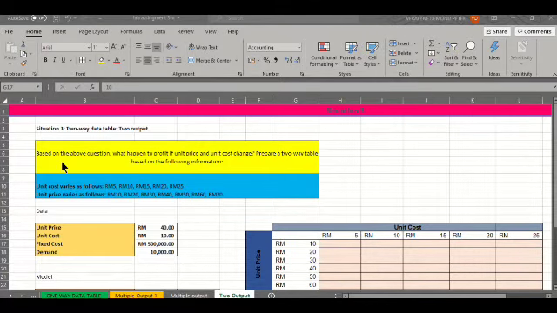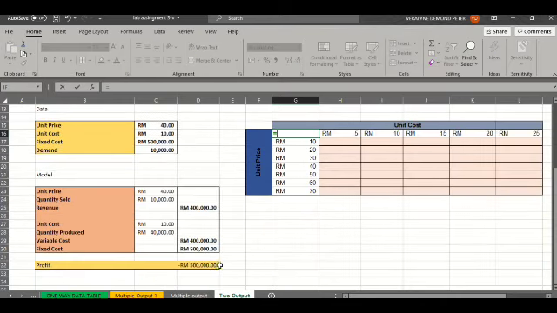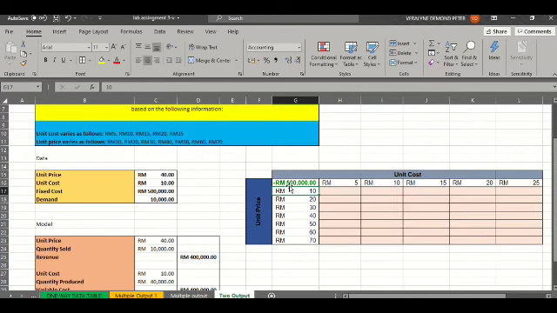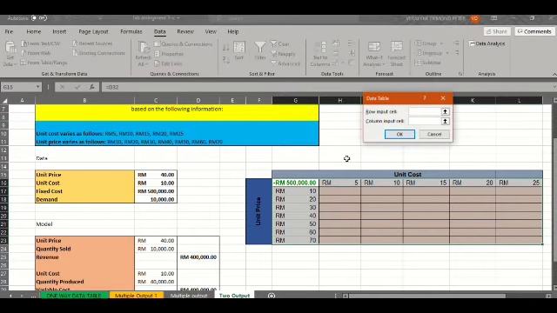Situation 3 is based on situation 2. What happens to profit if unit price and unit cost change? Using the two-way data table, find the change of profit when the unit cost and unit price change respectively. Why two-way? Because the change is affected by both unit price and unit cost. So therefore, set the profit here, and then choose this table. Click Data, choose What-If Analysis, Data Table. So the row input cell is unit cost because the row here is unit cost, and the column here is unit price.